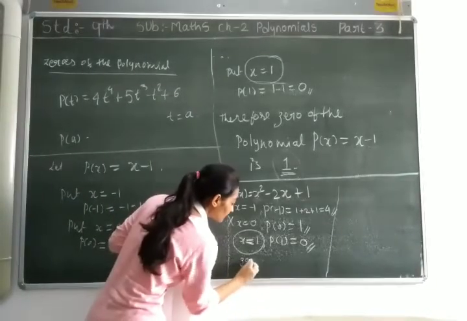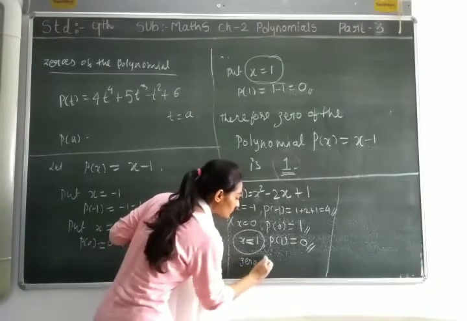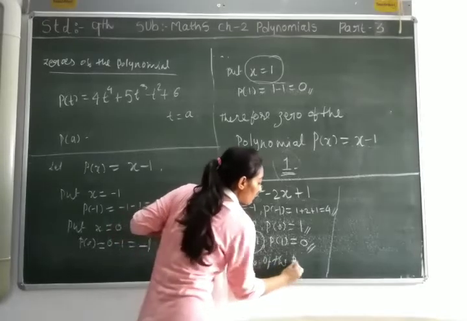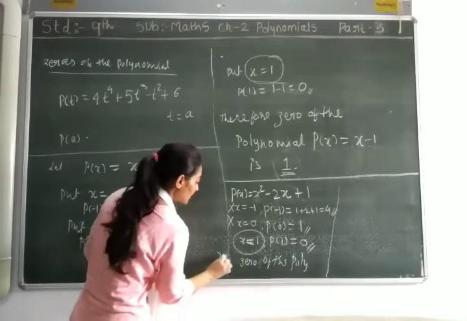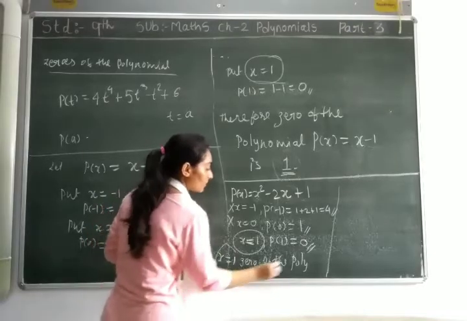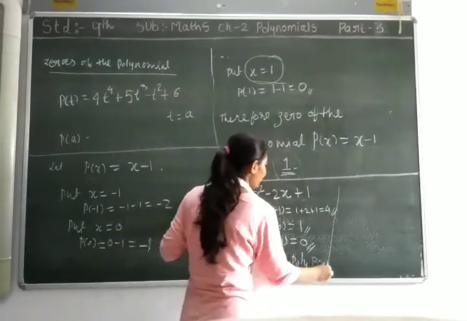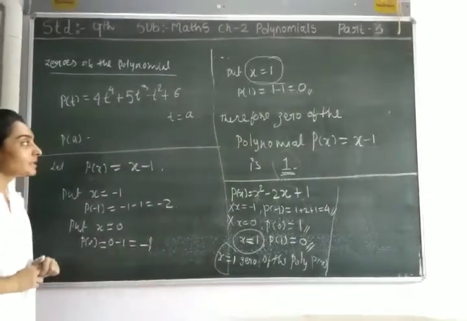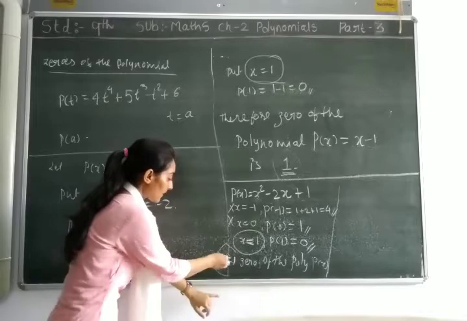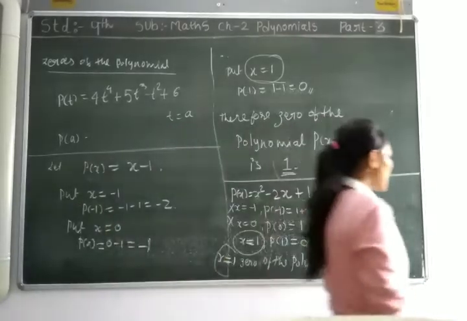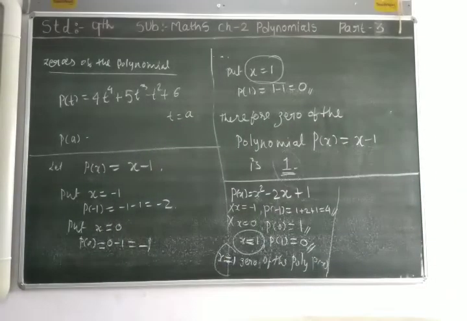So x equals to 1 is the 0 of the polynomial. This way we can find the zeros of the polynomial. Now move towards the exercise.